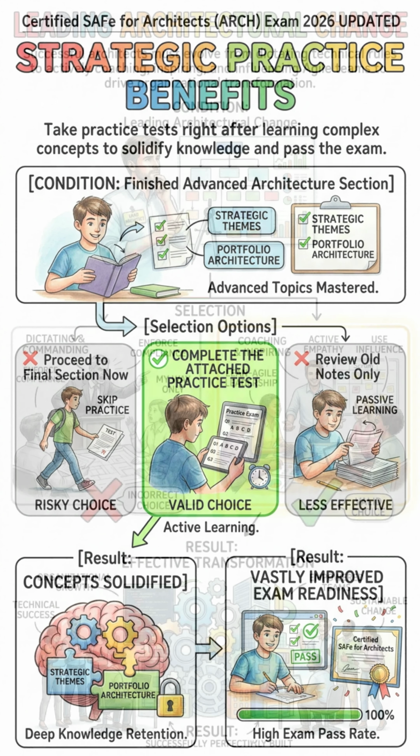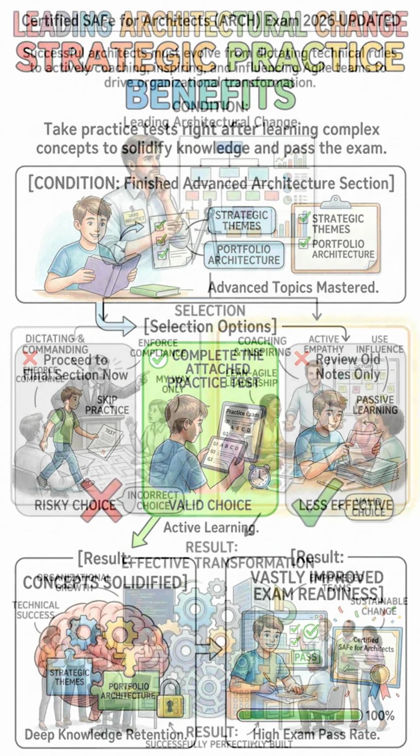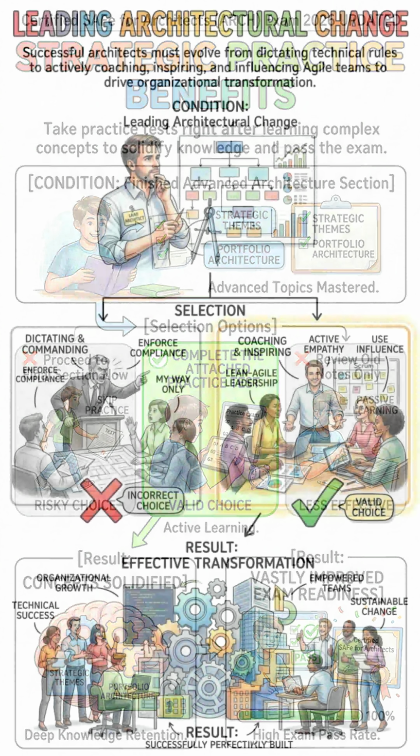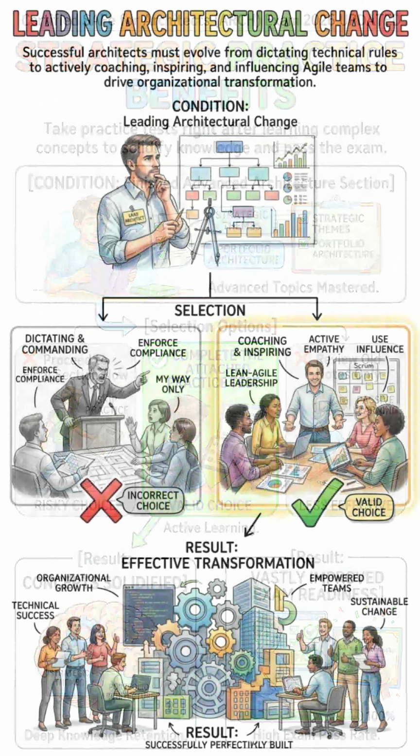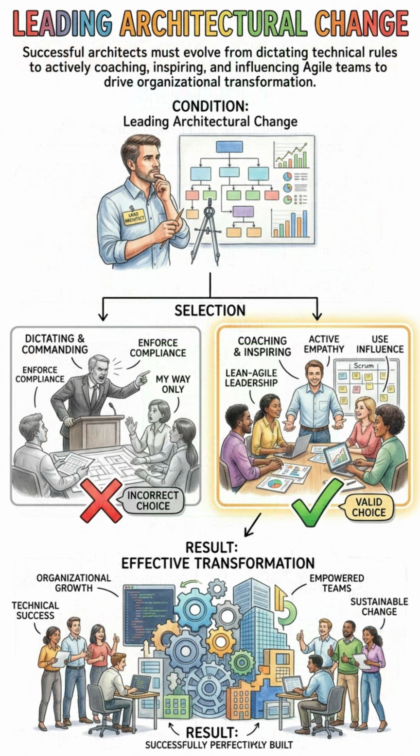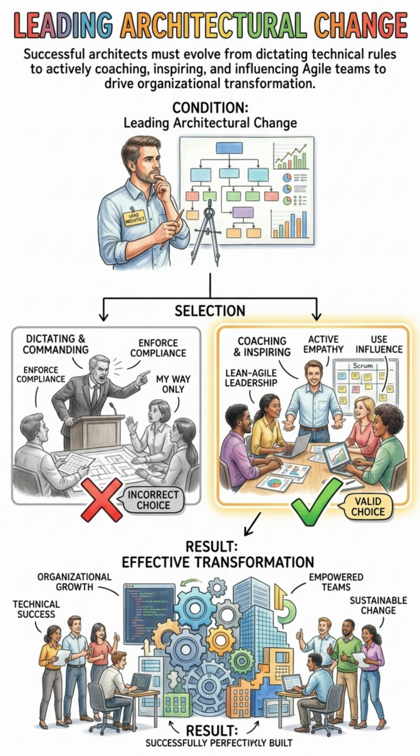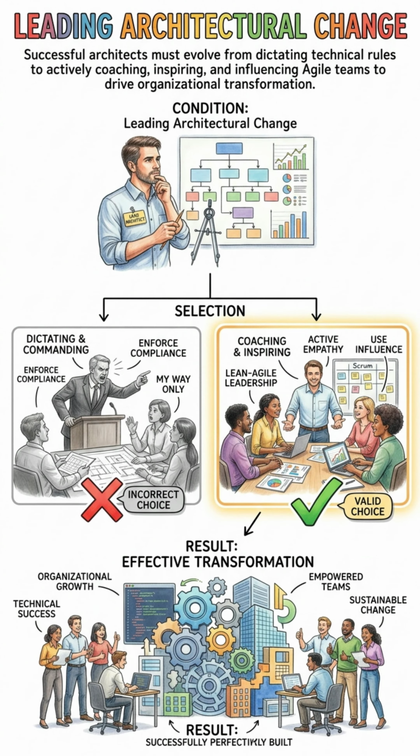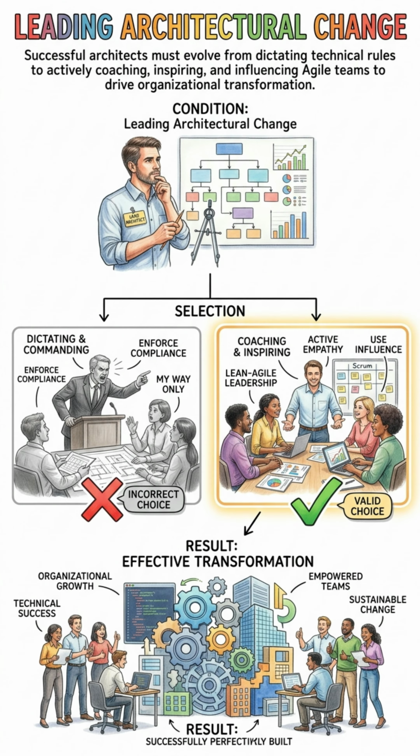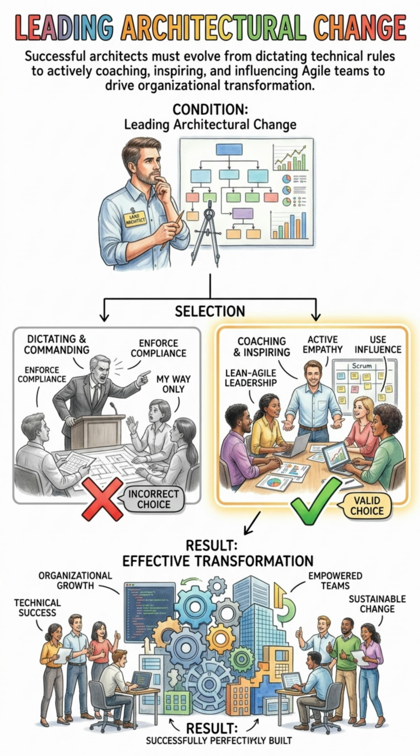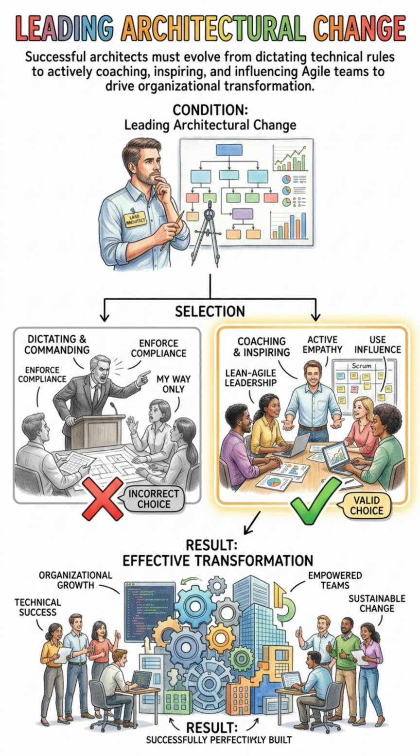Welcome to the final section of our course. In this lesson, we are going to explore the critical leadership skills necessary for leading architectural change and guiding enterprise transformation. You will learn how to shift from dictating technical rules to actively coaching and inspiring agile teams. This topic is incredibly important because even the most brilliant architectural design will fail if you cannot convince the people around you to actually build it. Get ready to discover how to use influence, empathy, and lean agile leadership to drive massive technical success across your entire organization.